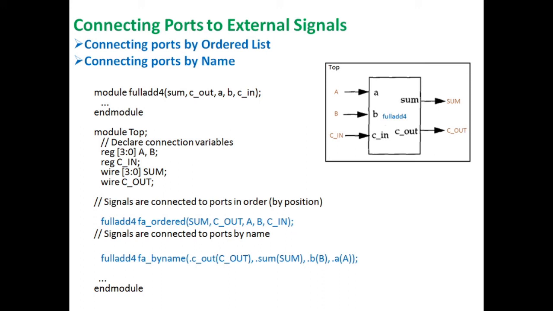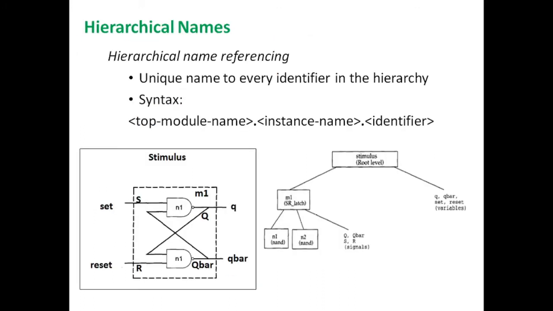So the next topic is hierarchical names. So what is this hierarchical name? We know that every module instance definitely has some signals, or is associated with some internal variables, or some identifiers may also be present, and some unique identifiers may also be present inside a module. So a hierarchical name is necessary.